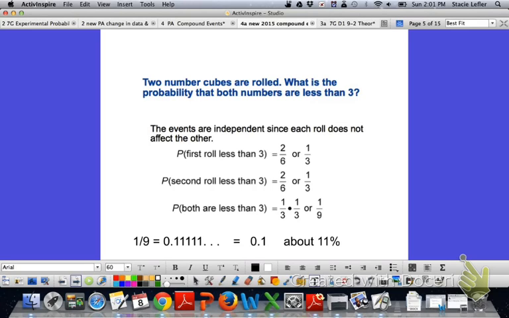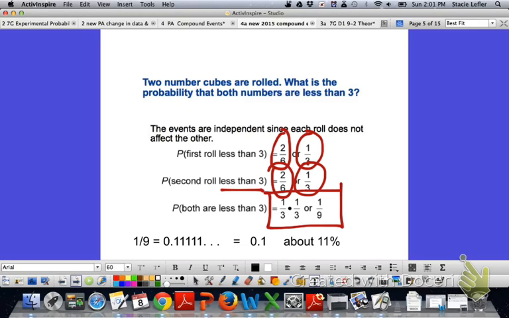First, we look at the two cubes separately. The numbers less than 3 are 1 and 2. That would be 2 out of 6, which is 1/3. And for the second roll to also be less than 3, it would be another 2 out of 6, or 1/3. And again, remember the key concept for two independent events would be to multiply their probabilities. 1/3 times 1/3 is 1/9.